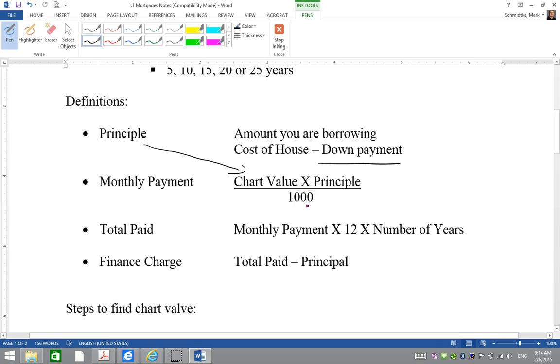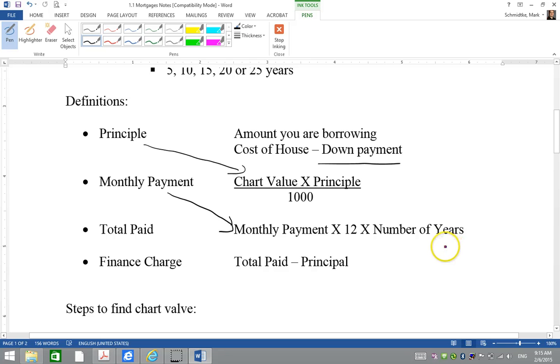The next thing is the total paid for our loan. After our 20 or 25 years, how much money have we actually paid the bank? Well, we take our monthly payment, which we just calculated, and we times that by 12, because there's 12 months in a year, and times by the number of years we have, 20, 25 years. You're going to find this to be a rather large number.